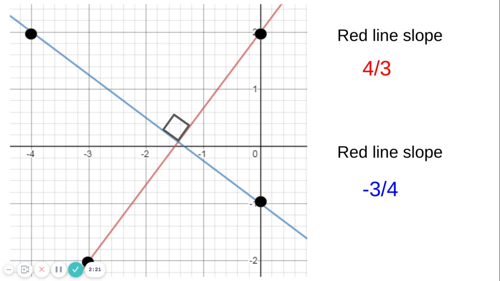Now in words, the definition is that we would say these two lines have slopes that are negative reciprocals of each other. They're obviously negatives: one's positive, one's negative. That has to be true. But the other part is that they have to be reciprocals of each other. So 4/3 and 3/4. They are negative reciprocals. Reciprocal is where you flip the fraction.